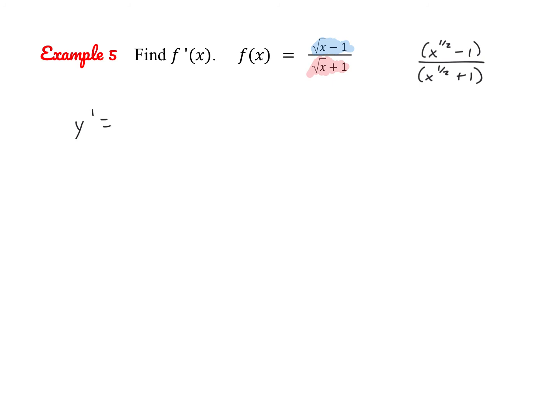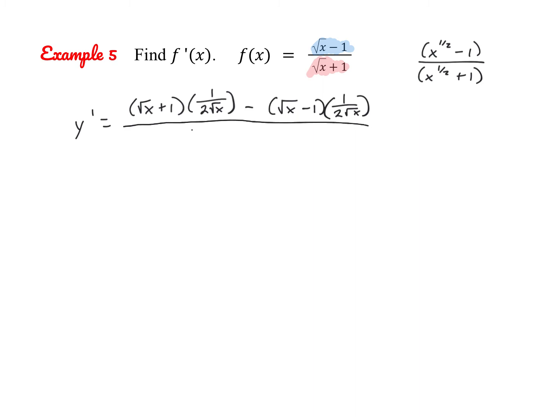So for our derivative, again, it's low d high, so the derivative of this is actually 1/2 x to the negative 1/2, so 1 over 2 square root of x, and then minus high d low, which is the same, 1 over 2 root x, and again we just use the power rule for both of those, all over low squared.